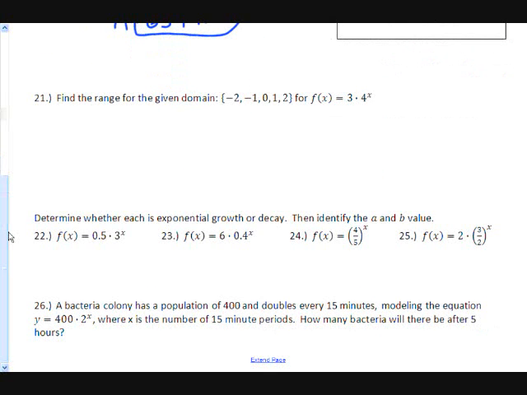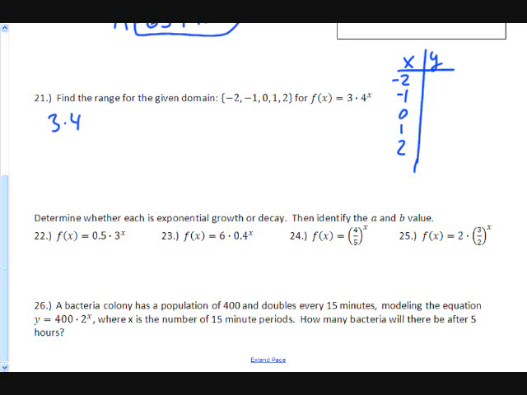For number 20, it says to find the range given the domain -2, -1, 0, 1, and 2. And what that means is essentially I'm just going to set up an XY chart, and they've already chosen the X values for me, the -2, the -1, the 0, the 1, and the 2. So I just have to plug these in. So I'm going to take this off to the side.